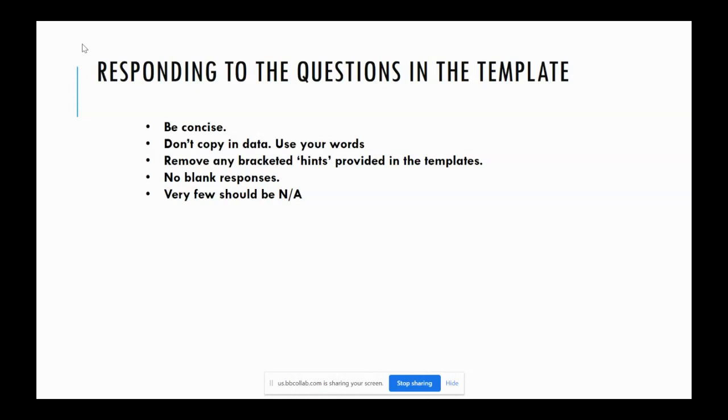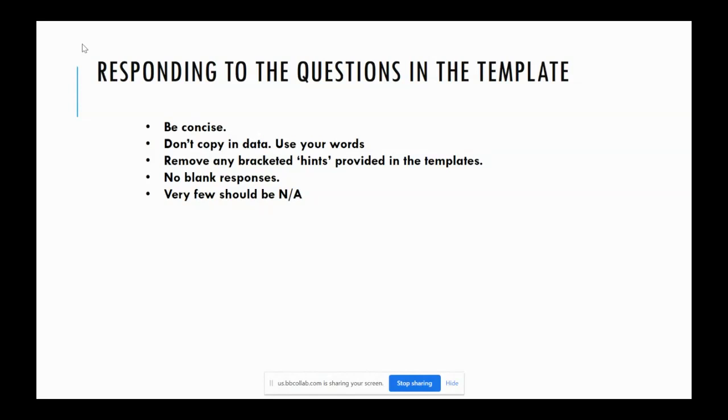Also, as mentioned, there are hints that have already been placed out there, and they do say, please remove these bracketed comments. I always have to say, please remove them, because not always do they get removed. They're just hints for you to answer that question. It's just a guideline. It's not telling you what to say.